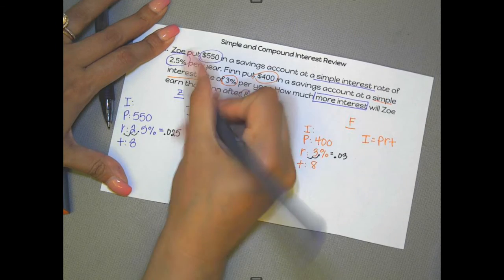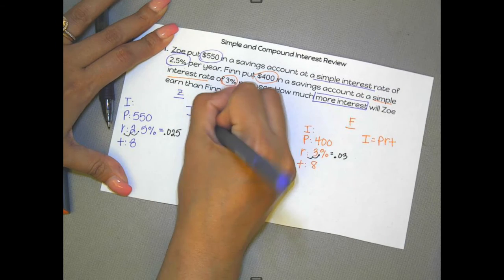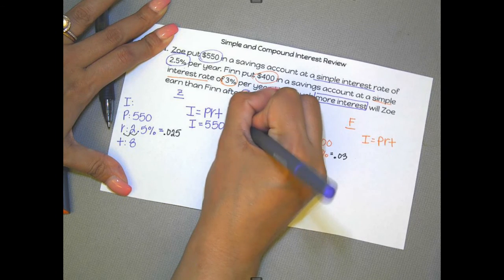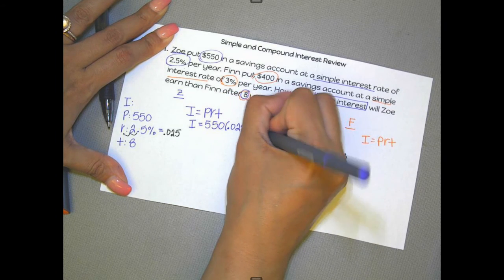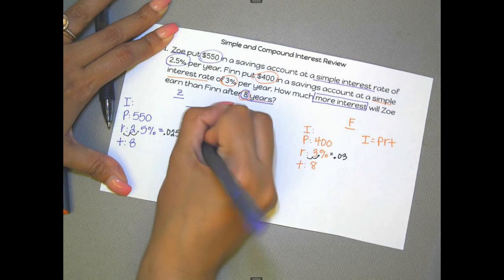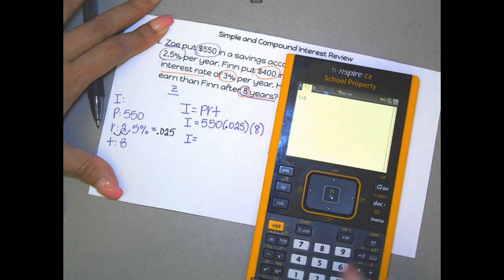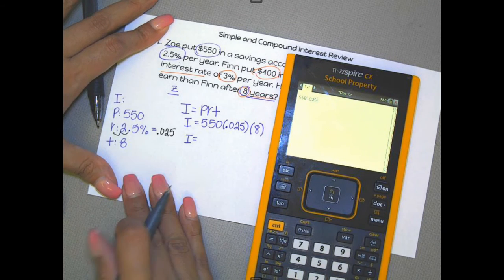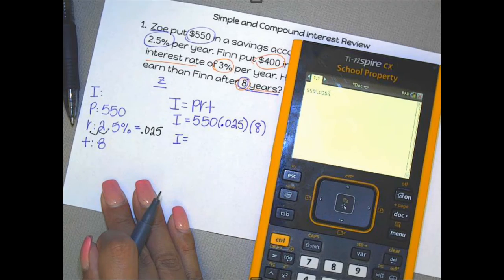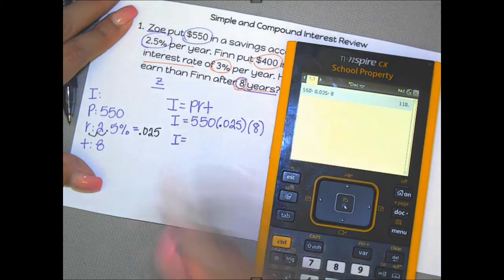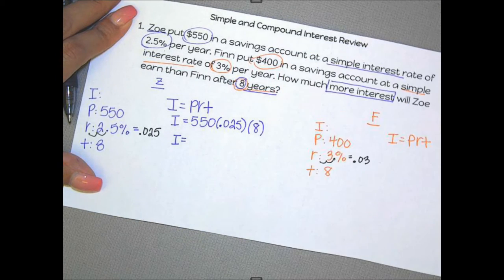So for Zoe, I'm going to have I equals 550 times 0.025 times 8. And when I grab my calculator and plug that in, I see 550 times 0.025. Make sure to go outside of the parentheses and times 8. That gives me interest of $110 for Zoe.